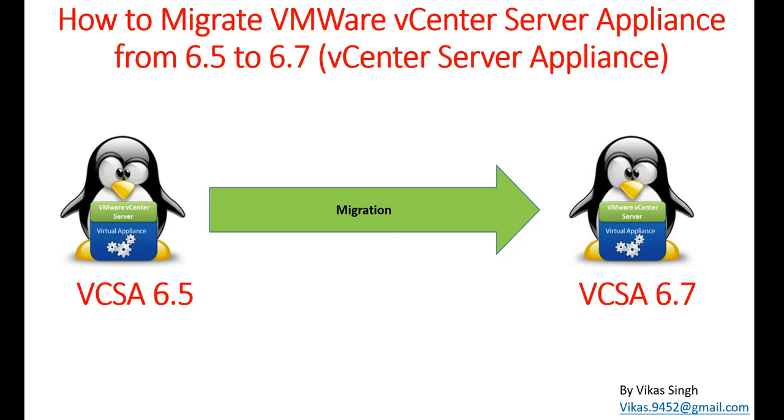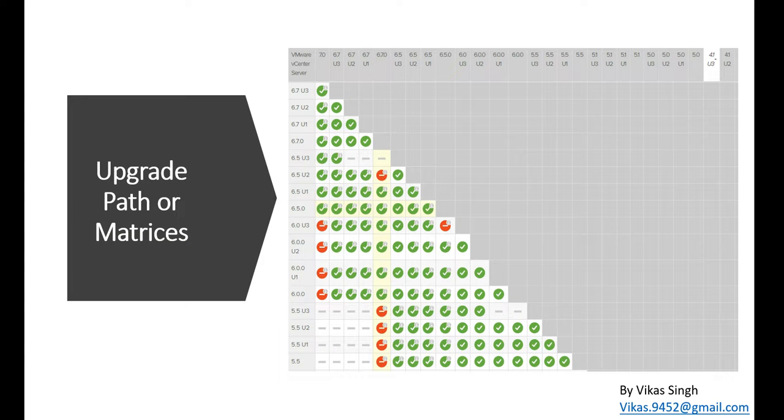Once you have all that information, you can go ahead and run the upgrade. For the upgrade path and matrix, you can check on the VMware website. They have a very good web page to compare all the products released by VMware. I have recently checked, and vCenter appliance 7.0 has been released.